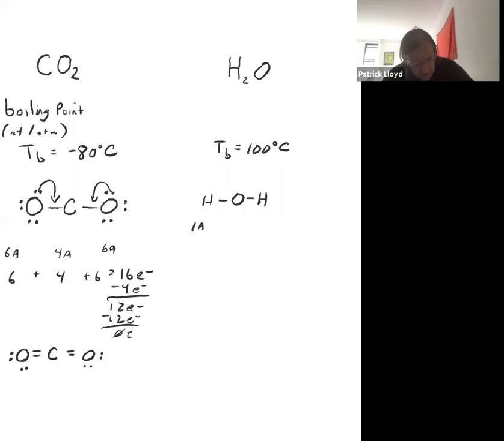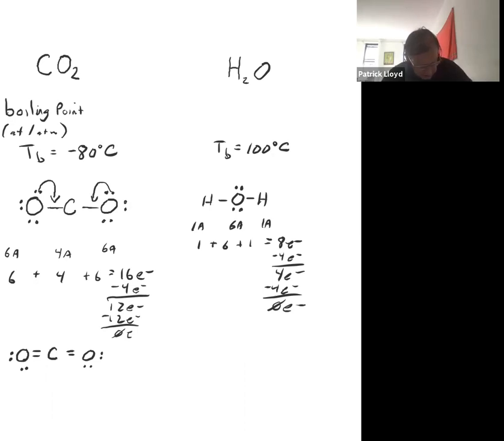Hydrogen is in group 1A, oxygen's in group 6A, hydrogen's in 1A, so you've got 1 plus 6 plus 1, that's 8. We've already used 4. That leaves us with 4 remaining, so we put them on the oxygen, and there we go. Octet for oxygen, duet for hydrogen. So there's our Lewis structure there.